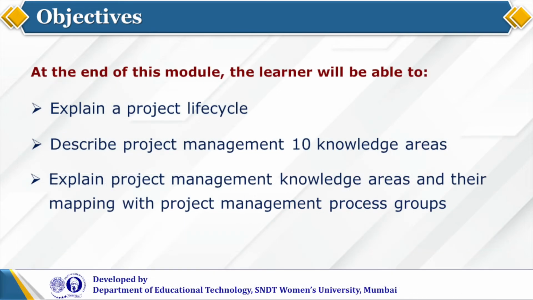At the end of this module, what I want you to learn is, one, explain the project life cycle. You should be able to explain the project life cycle. Describe the project management 10 knowledge areas, which is something we will learn today, and explain the project knowledge areas and their mapping to process groups. So we have already seen 5 process groups. Okay. So now we will see how these knowledge areas and the process groups match to each other.